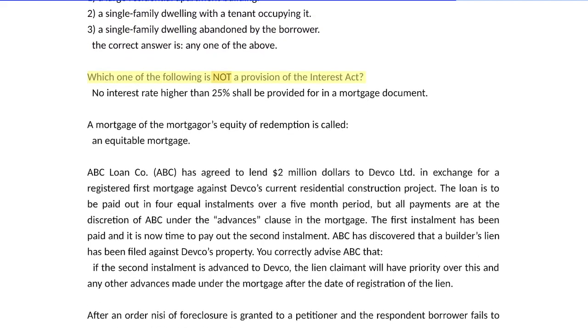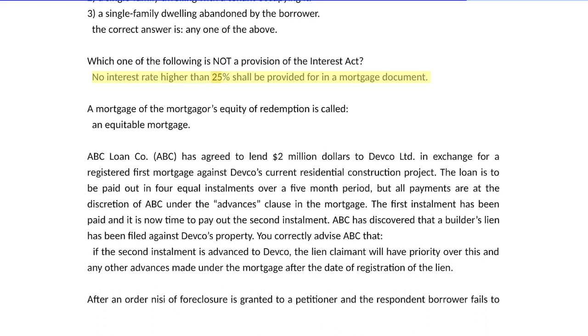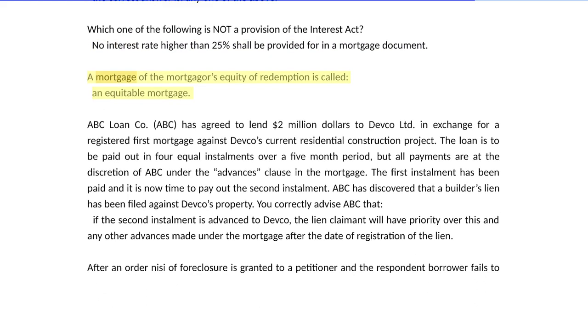Which one of the following is not a provision of the Interest Act? No interest rate higher than 25% shall be provided for in a mortgage document. A mortgage of the mortgager's equity of redemption is called an equitable mortgage.